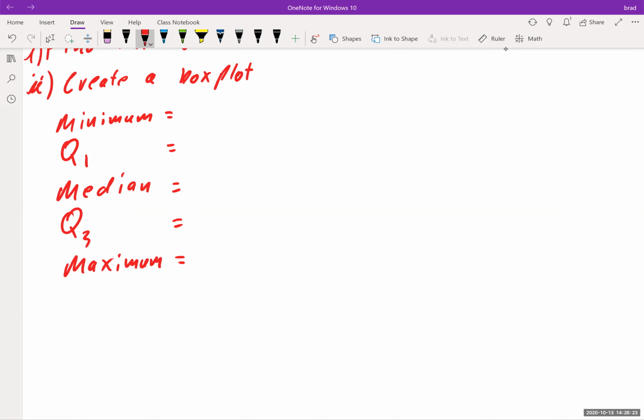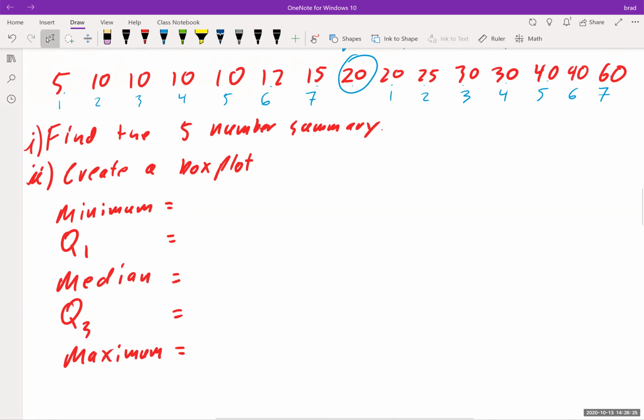Okay, so we know the minimum value. What's the smallest value in this list of data? This is a 5, right? What's the biggest value in this list of data? 60, okay? And we just found the median is 20, okay? Now we have to find the middle values of this.